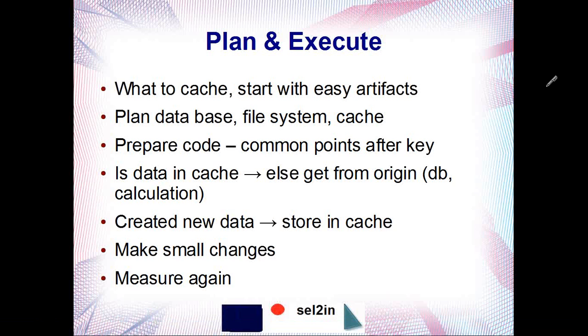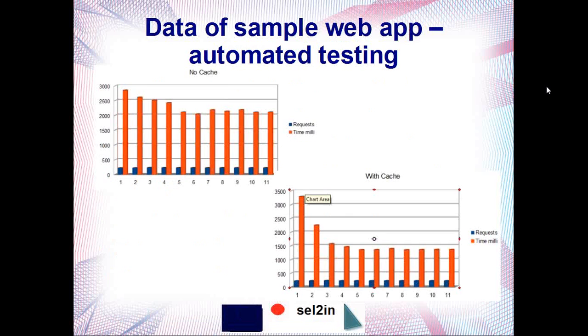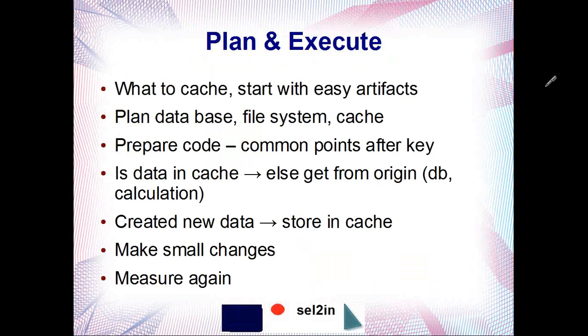Then you need to plan your database and file system. If it's already a running application, you might not need to do this. But if you're doing it afresh, then you definitely should plan out when you're going to hit your database, when you're going to hit your file system, and when you're going to hit the cache. And like I said earlier, you always have to have a backup plan. If something is not there in the cache, you cannot rely on the cache. You have to have plan B, where you will go to get the item which is being requested.